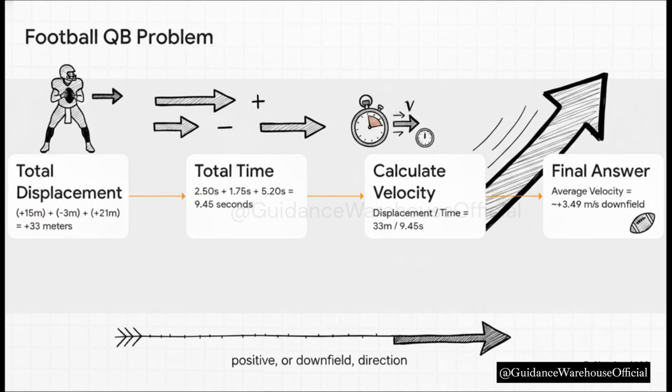Now, what about that quarterback? Well, for this problem, direction is everything. We're going to treat the forward motion as positive and that backward motion when he gets pushed back as negative. So we have plus 15 meters, then minus 3 meters, then plus another 21 meters. That gives us a final displacement of 33 meters downfield. We just divide that by the total time, 9.45 seconds, and we get his average velocity, about 3.49 meters per second in the positive or downfield direction.